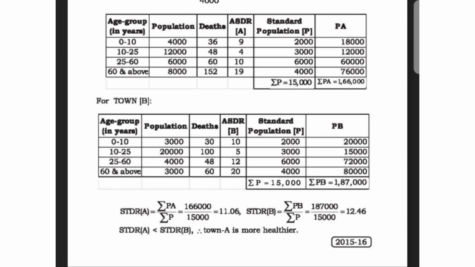Then after getting the answer, when you divide PA by P and PB by P, which one is less? 11.06 is less, and this one is 12.46. That means 11.06 is the STDR, the death rate. Which one is less? That's why town A is healthier.